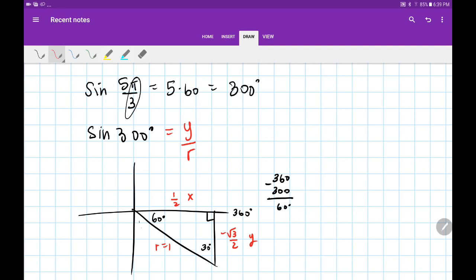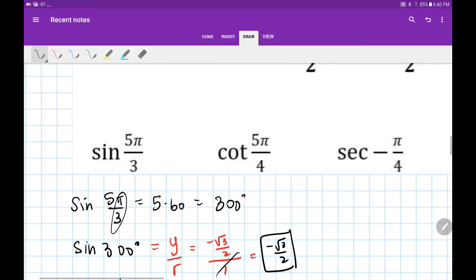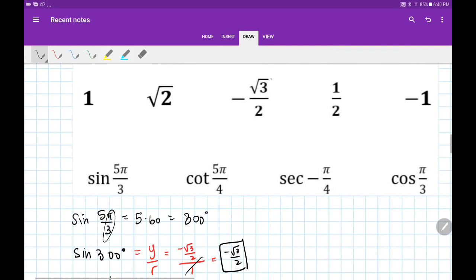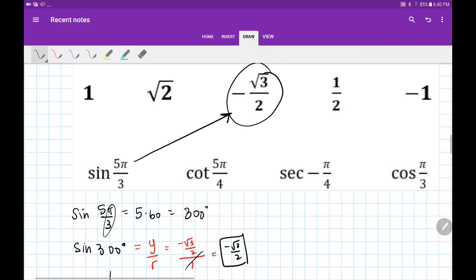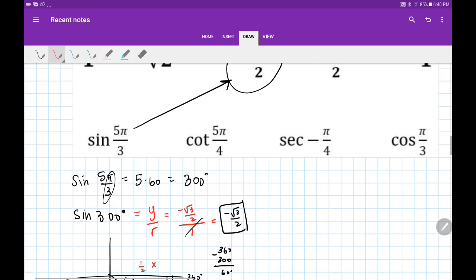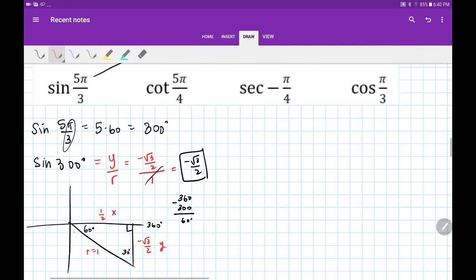So sine is y over r. That's the same as -√3 over 2, all over 1. And as we know, anything over 1 is just itself, which is -√3 over 2. So I'm going to match sine of 5 pi over 3 with its equivalent answer. Next, let's do cotangent of 5 pi over 4.